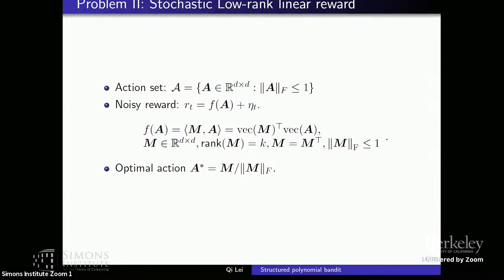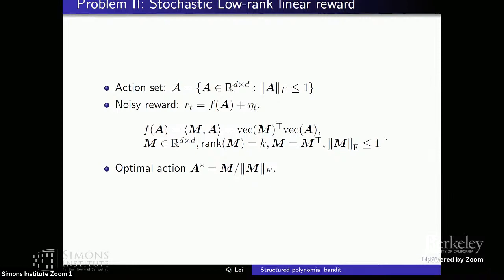And similarly, we can look at another class of problem, the stochastic low-rank linear reward. In this case, the action set is a matrix A that lies in the d times d space, and we allow the Frobenius norm to be less than or equal to 1. In this case, the noisy reward is of this form.